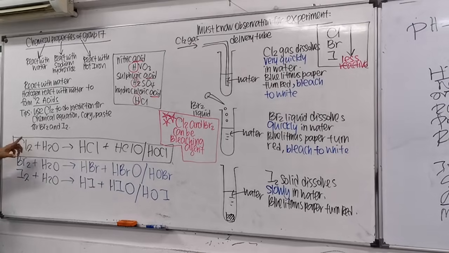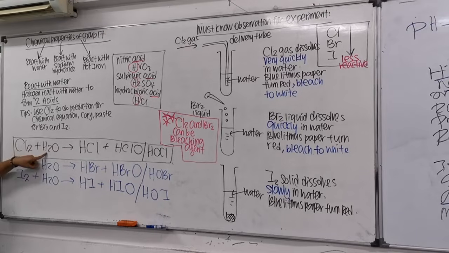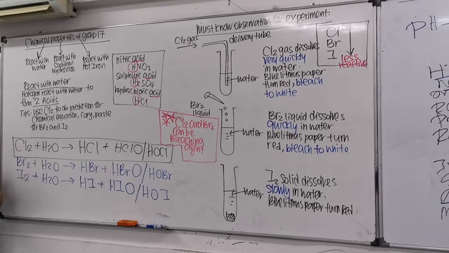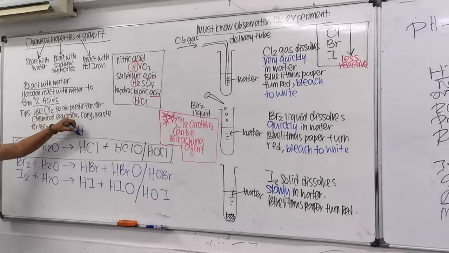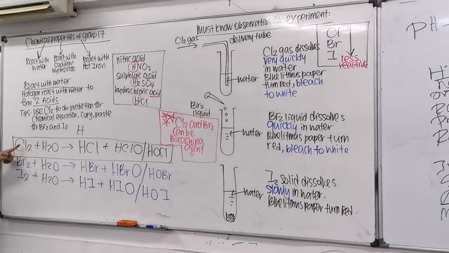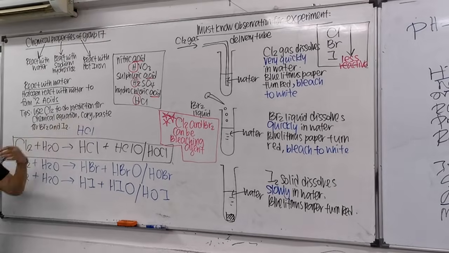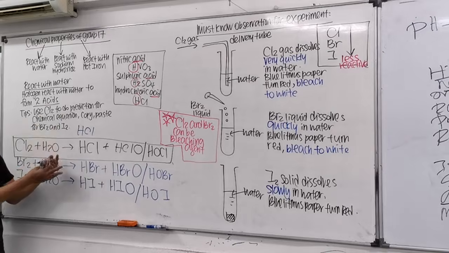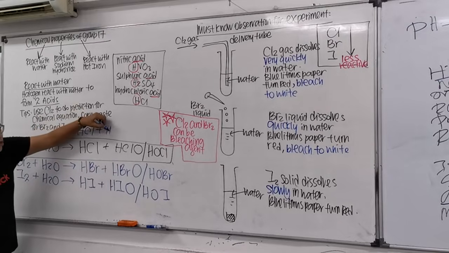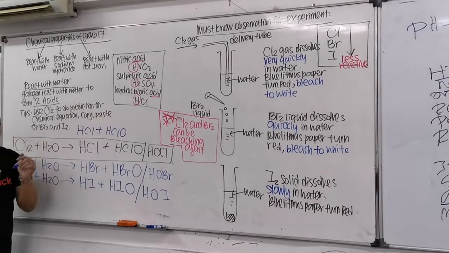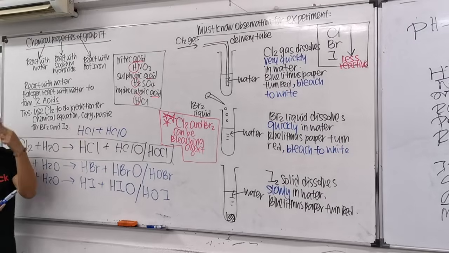So when chlorine reacts with water, you get two acids. The first acid must have H. So you put the H and you saw there's a Cl. Make it HCl, hydrochloric acid. The second acid, just copy paste the whole thing and add O. That's all. That's how you create the second acid.